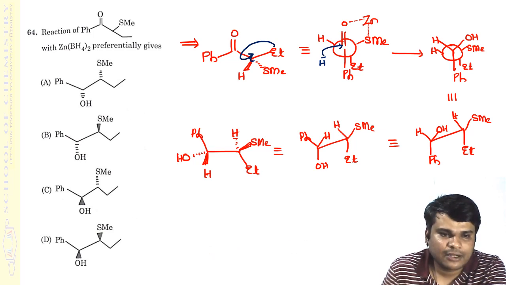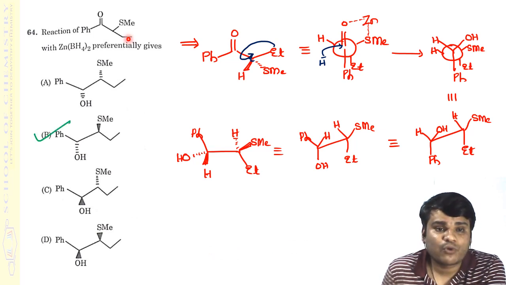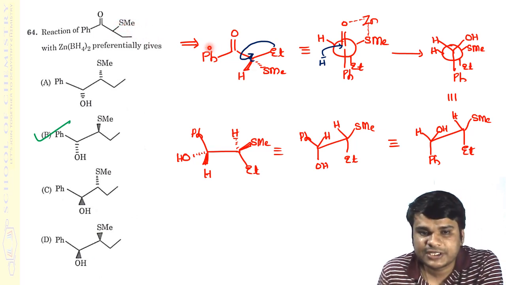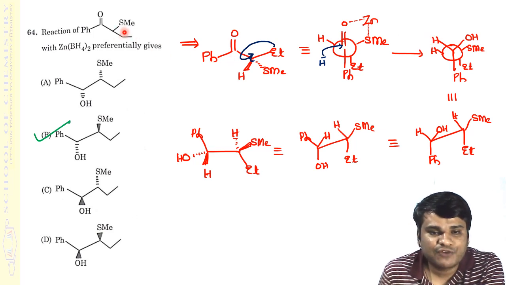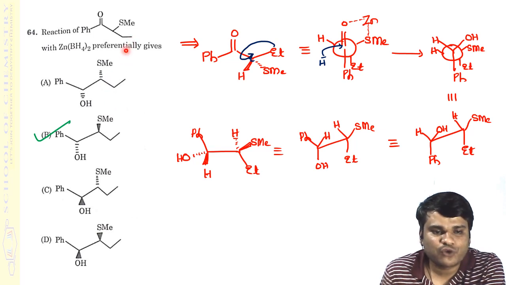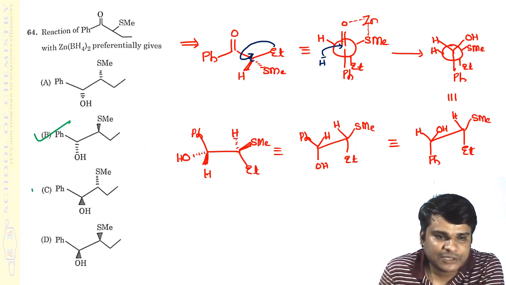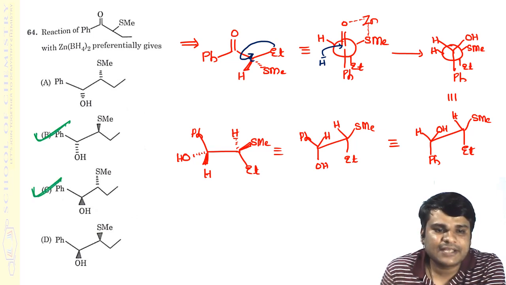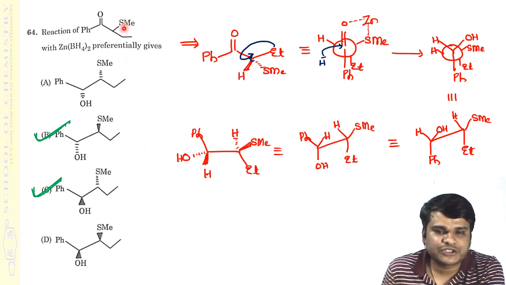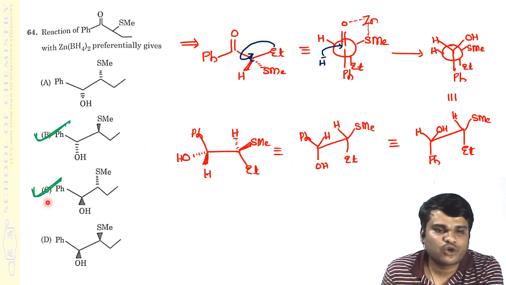Option B is the correct answer, provided they had given the correct stereochemistry of the SMe group. The other possibility, for practice sake: if SMe is present towards the observer, you can do the same thing, right? If you do that, you find that option C will be the correct answer. So since the SMe stereochemistry is missing, both B as well as C happen to be correct answers. If they had fixed the stereochemistry, we could have said there is only one answer. Because they have not fixed this, if SMe is towards the observer, then repeating the sequence you will get that option C is the answer.